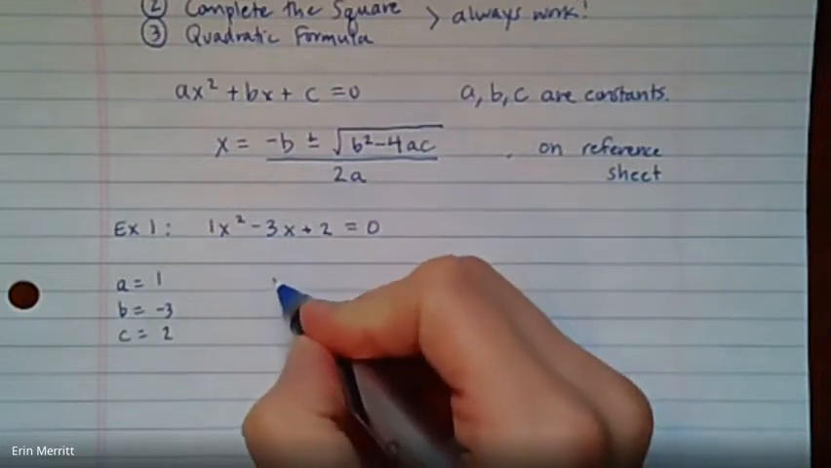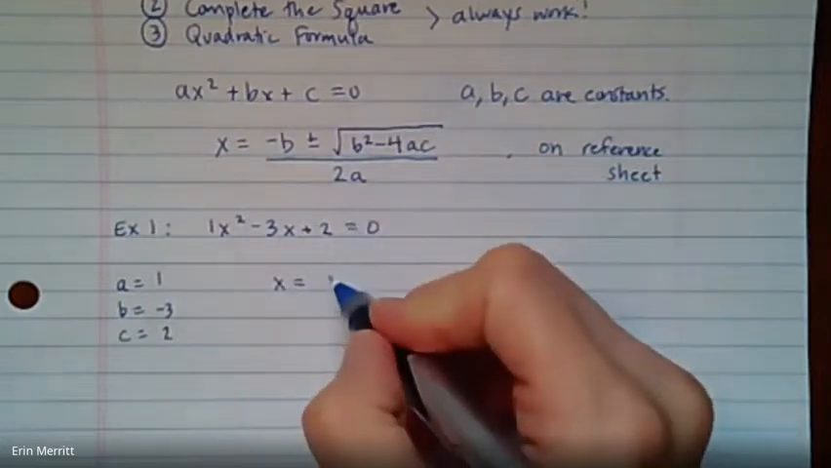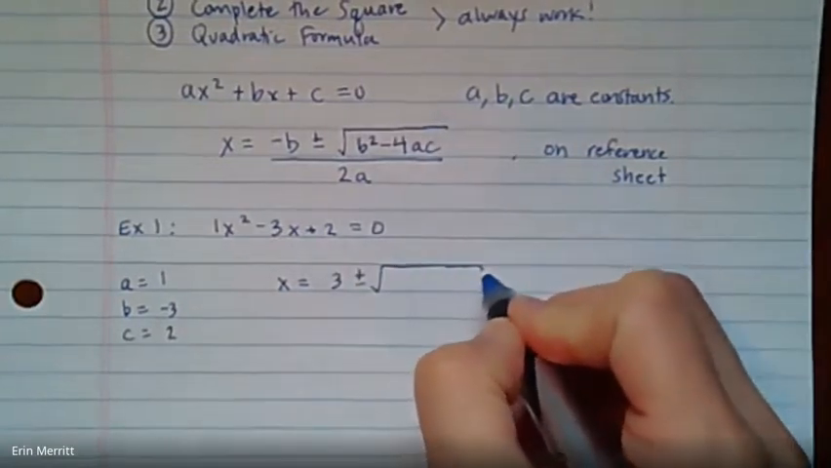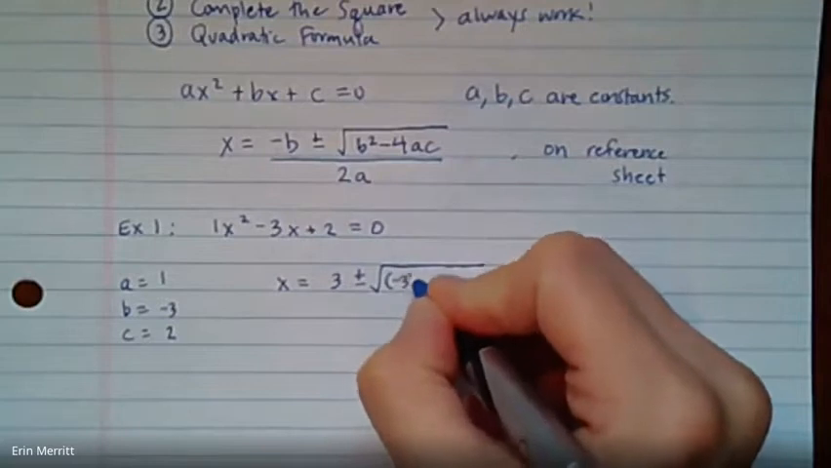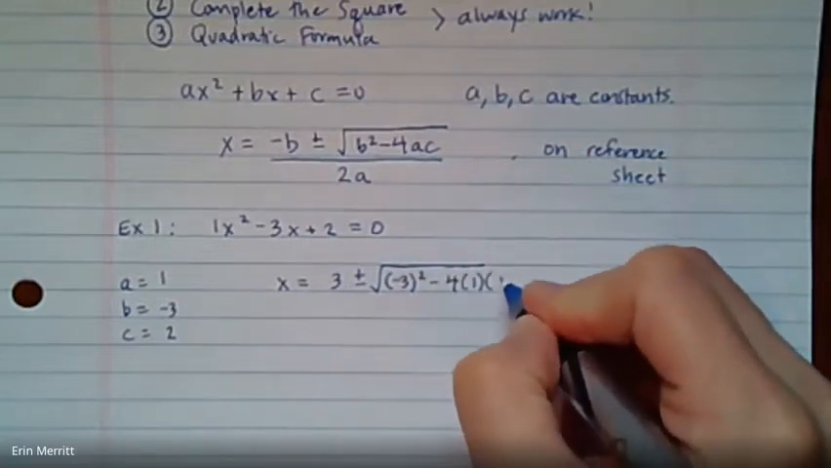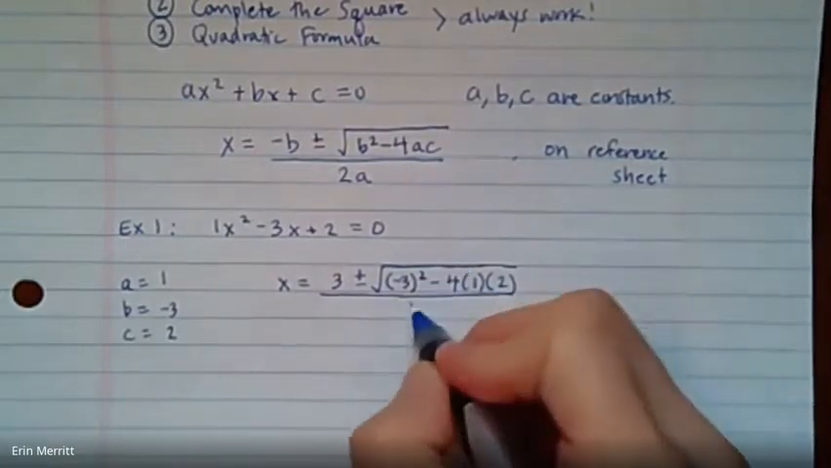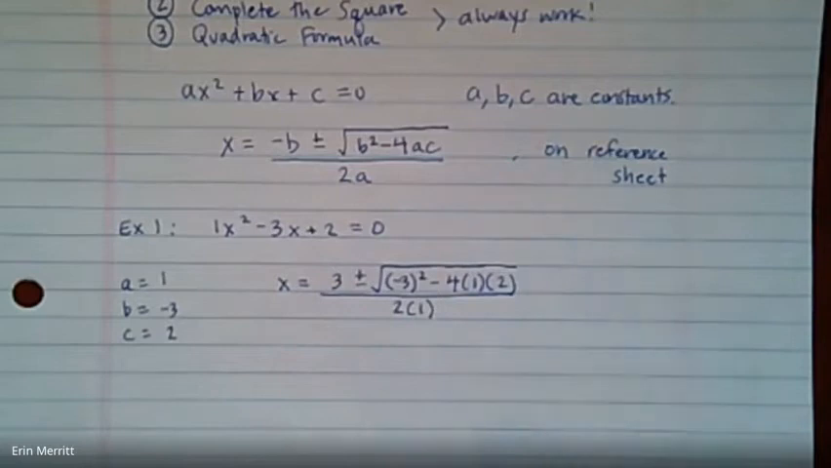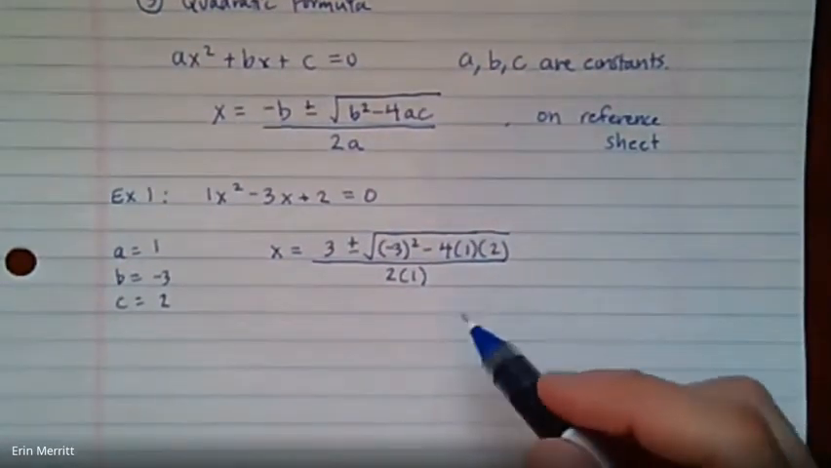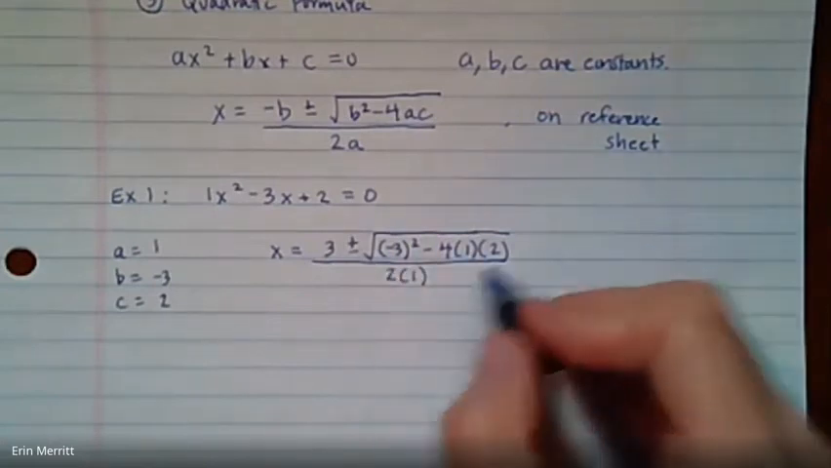And so that means that the solutions for x should be equal to negative b, so that's going to be positive 3, plus or minus the square root of b squared, so negative 3 squared, minus 4 times a times c, and then everything divided by 2 times a. This is what should always work. And then start cleaning it up. You could type this entire thing into your calculator if you needed to.